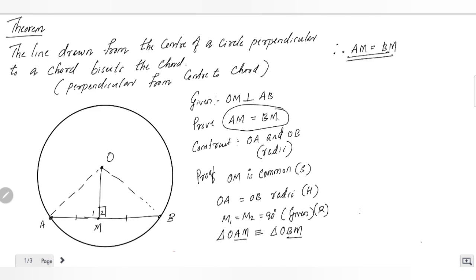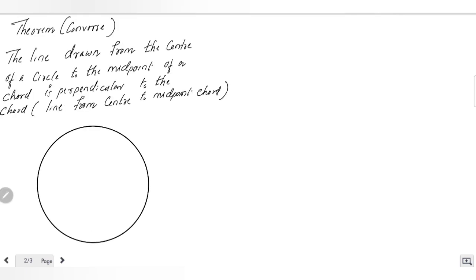So it's a very important theorem: perpendicular from center to chord. Perpendicular from center to chord. Okay. All right, now its converse. Converse means the opposite of the first theorem. What is that? The line drawn from the center of a circle to the midpoint of a chord is perpendicular to the chord. So here the reason is line from center to midpoint of chord, isn't it? So here what is given? Midpoint is given. I have to prove that the line is perpendicular.